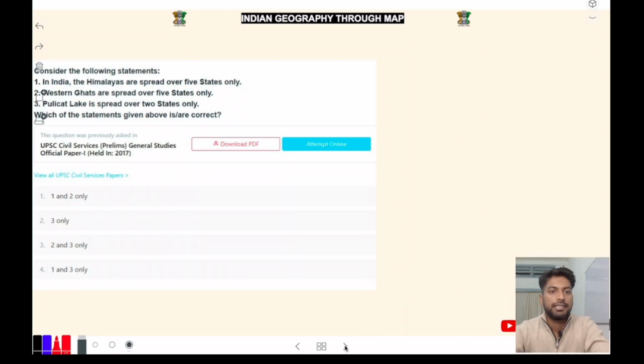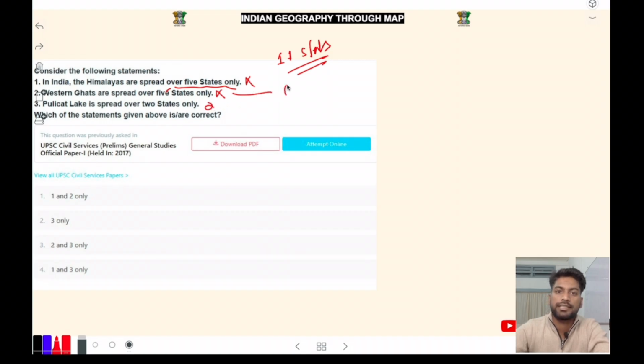Next. In India, the Himalayas are spread over only 5 states. No, they are in 11 states. Okay. Pulicat Lake spread over, leave that for now. The Western Ghats spread over 5 states. No, this is 6 states.